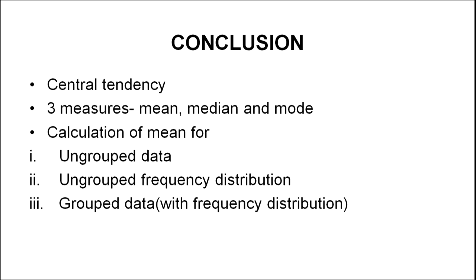Now, conclusion. In this session, we have seen central tendency. As we all know, central tendency is the tendency of the given scores to centralize to one particular point. Now, there are three types of central tendency. The first one is arithmetic mean, or simply we can say mean. Second one is median and third is mode. Calculation of the mean can be done in three situations. First one, when the data is ungrouped. Second one, the ungrouped frequency distribution is given. And in the third case, all the data are grouped into class intervals.